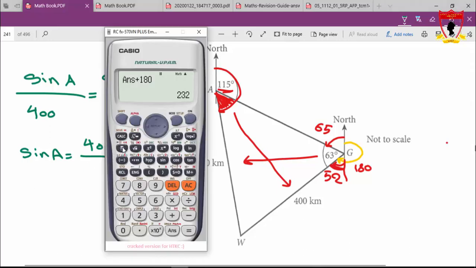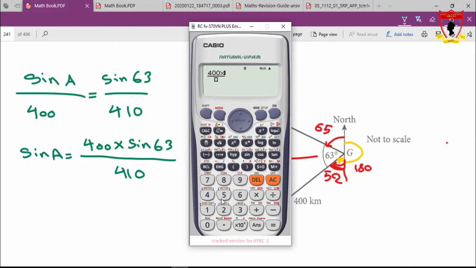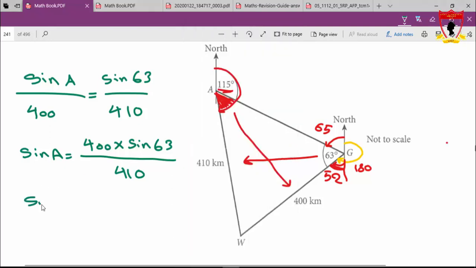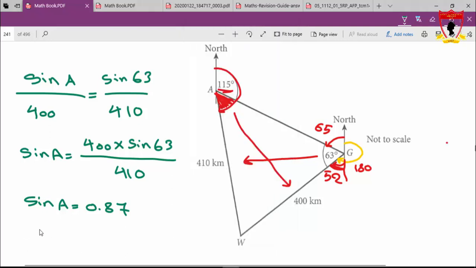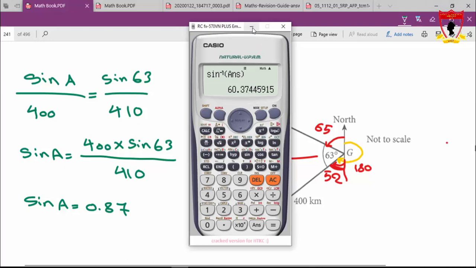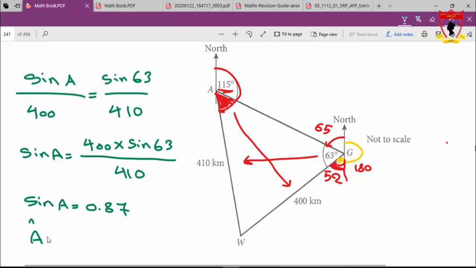Now let's calculate this fraction. 400 times sine of 63 all over 410. This is the result. Sine of A is equal to 0.869. It's nearly 0.87. How can we get A? We need sine inverse. Then sine inverse of the answer of the previous step is 60.37, so it's nearly 60.4 because the 7 is a big number. So angle A is 60.4 degrees. Got it. If we round it to the nearest whole number, it's just 60.